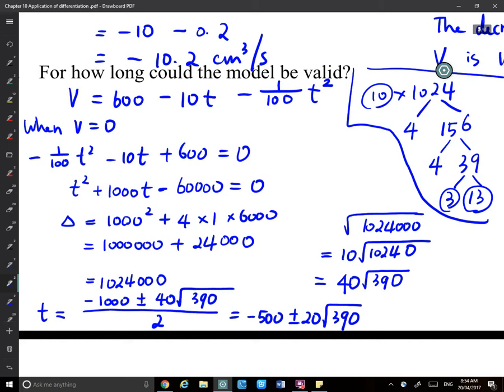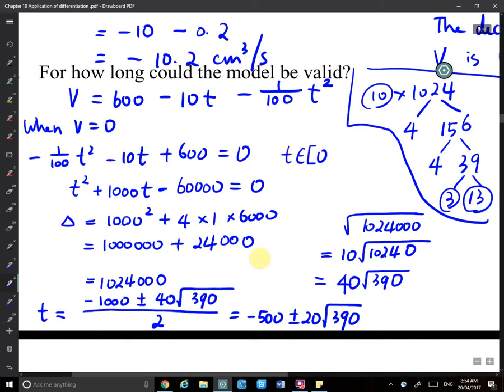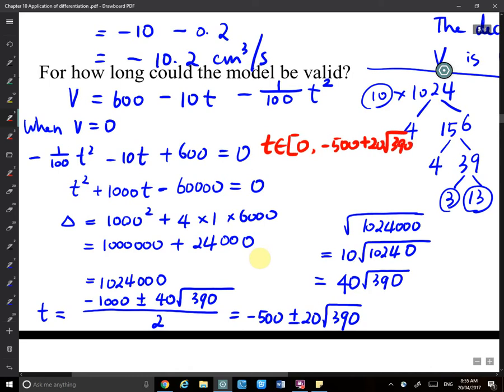Okay, one number is positive and one number must be negative. You can't have your time be negative. Your time can only start at 0, so you won't take the negative value. So your valid time will be t belongs to 0 until minus 500 plus 20. Write in red: t belongs to 0 to minus 500 plus 20 root 390, close bracket.